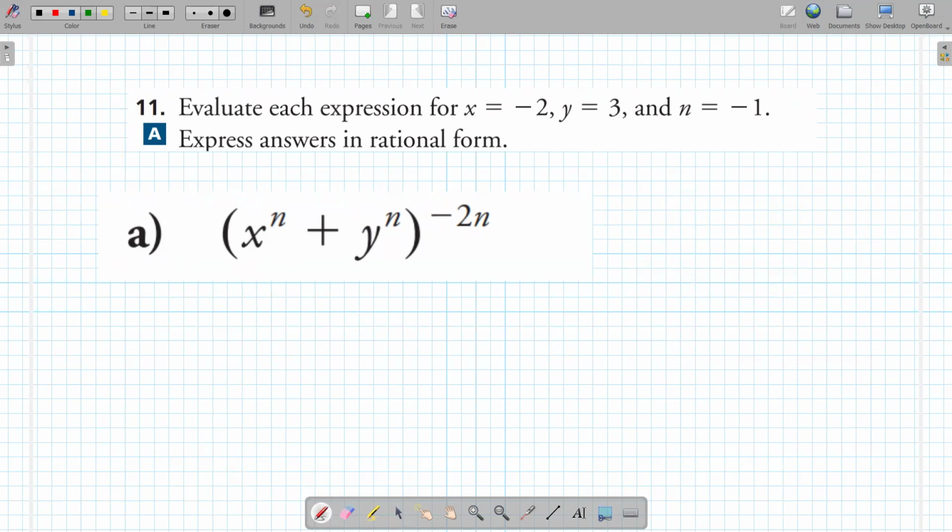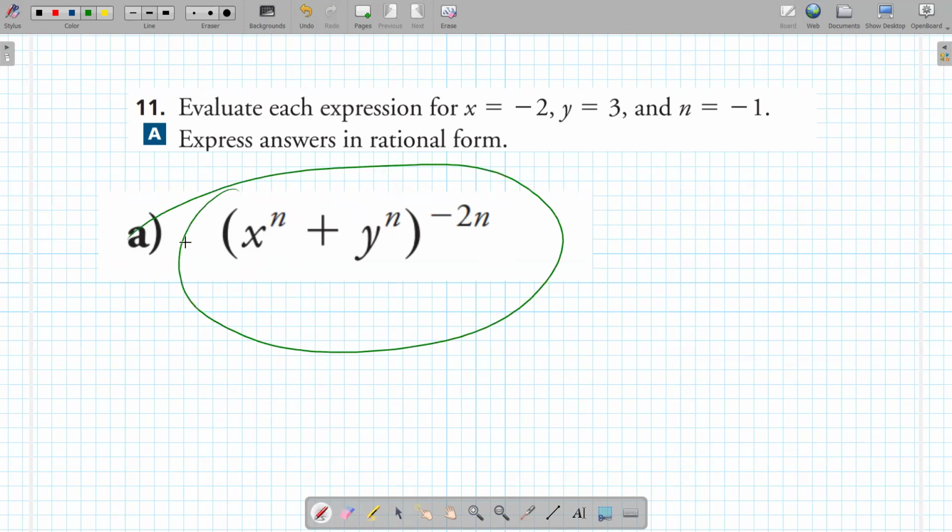The answer is you cannot open that bracket. You need to know what the exponent is here. It's negative 2 times n. Actually, we do know what n is. So let's just plug the numbers in. But as is right now, you cannot open this bracket. You need to know exactly what that exponent is. So let's plug in the numbers.